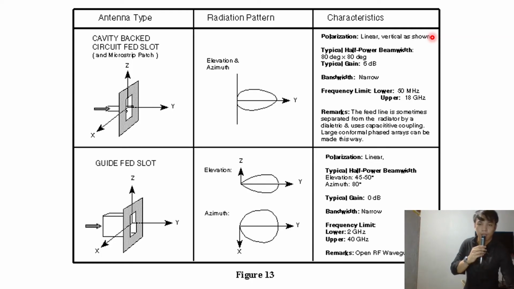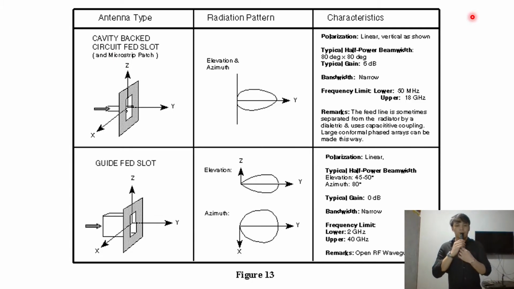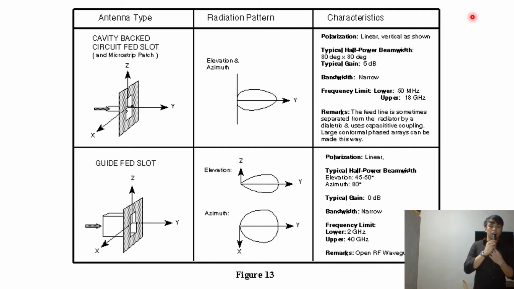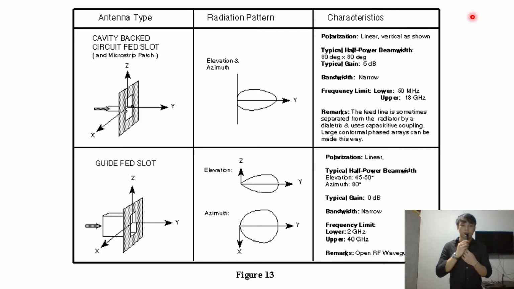So this is the cavity-backed circuit-fed slot, and this is the guided-fed slot. This is the radiation pattern of the cavity-backed circuit-fed slot, and this is the radiation pattern of the guided-fed slot. So the characteristics of the cavity-backed circuit-fed slot: its polarization is linear and vertical as shown. Its typical half power beamwidth is 80 degrees by 80 degrees. Its typical gain is 6 decibels.